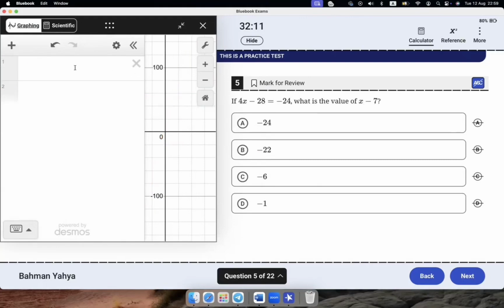Next question. 4x minus 28 is negative 24, and they ask for x minus 7. Let's use the decimals. 4x minus 28 is equal to negative 24. So you see x is 1 then. If x is 1, 1 minus 7, that is negative 6.